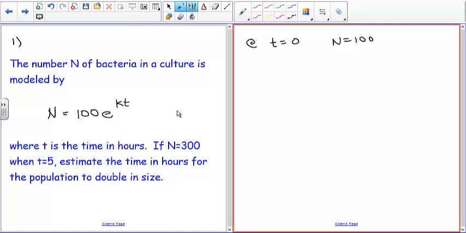So to do this one, basically we have n of t. This n is a function of t, and the function is what's written. What it says is when t equals 5, n equals 300. So all you do is for n you put in 500, and for t, you put in 3. So I'm just going to change the order there. So it's 100 to the 3 times k. So we have to solve for k.